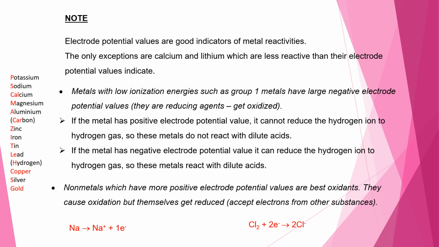So basically, to sum it up, we can say that electrode potential values are very good indicators of a metal's reactivity, to compare whether a particular metal is more reactive or less reactive.